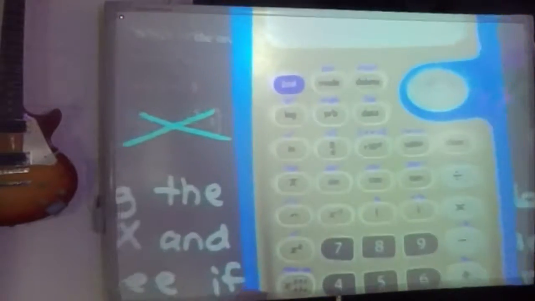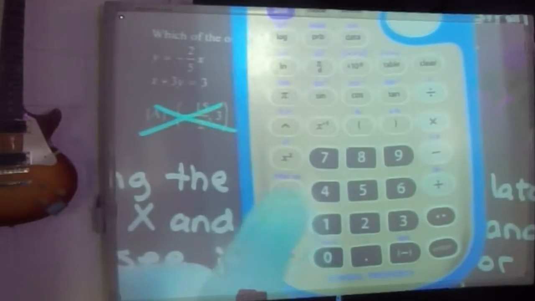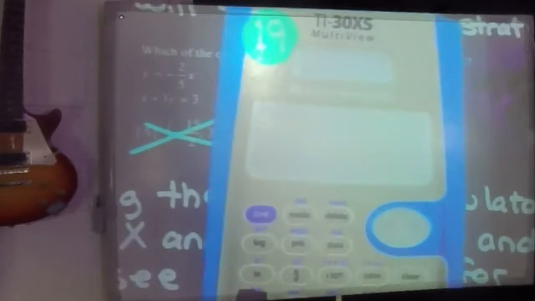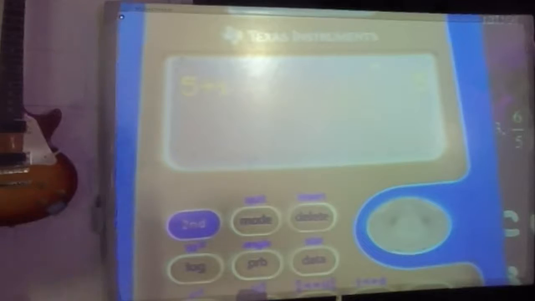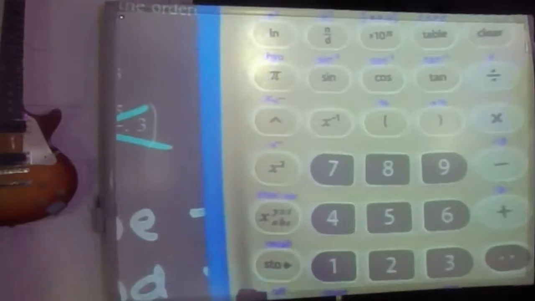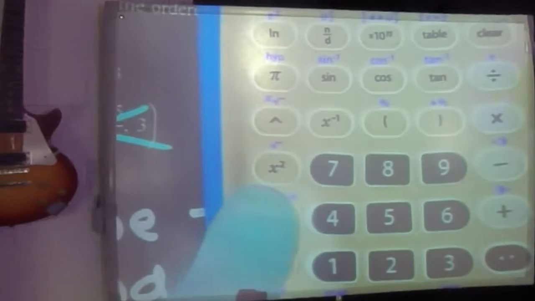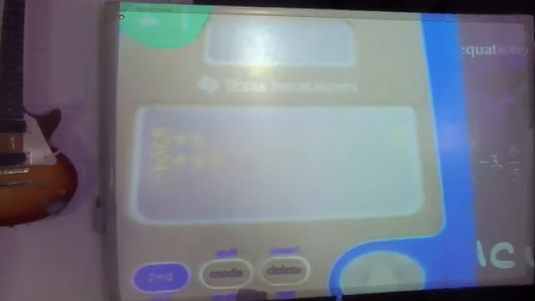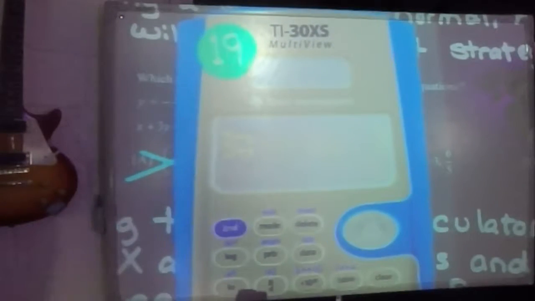And now the store button is way over here. You hit store and the one above it for x. So it should look like this: 5, store as x, enter. And then what are we going to store as y? 2. So you hit 2, store, and y, you just tap this button twice. 2 stores y, enter. So that's how we store as x and we store as y.